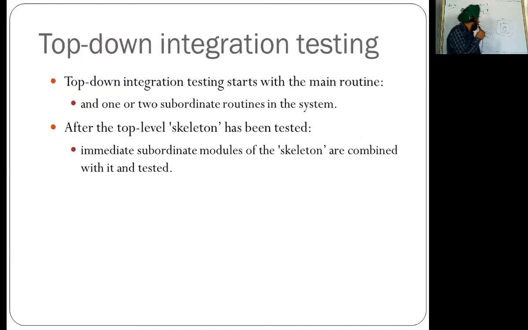In the top-down approach, it is the reverse. Here M1 will be tested first, then M2 and M1 will be combined, then M3 will be combined to this result, and then M4 will be combined. It is the reverse approach of bottom-up testing: top-down integration testing.